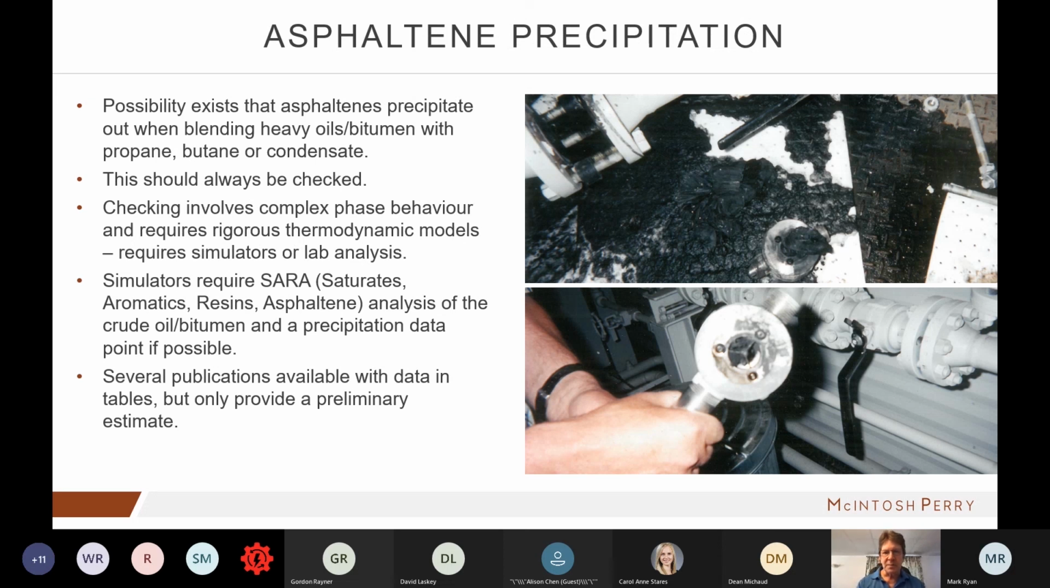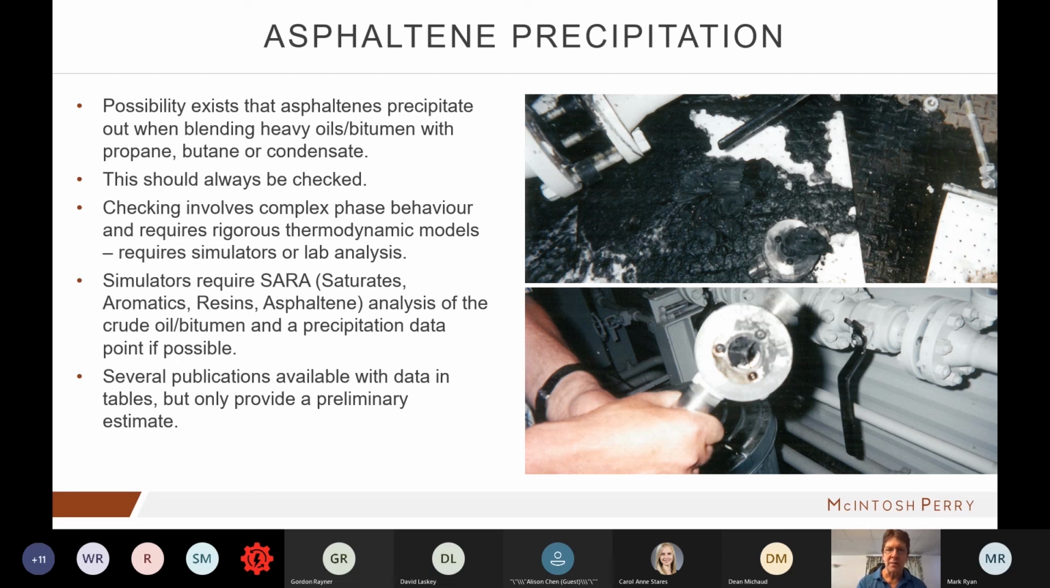Asphaltene precipitation. One thing that can happen, particularly with asphaltic type crude oils and bitumens, is that as we blend in the lighter liquids, we actually start to precipitate some asphaltenes out. I've actually seen this happen accidentally at a blend facility.